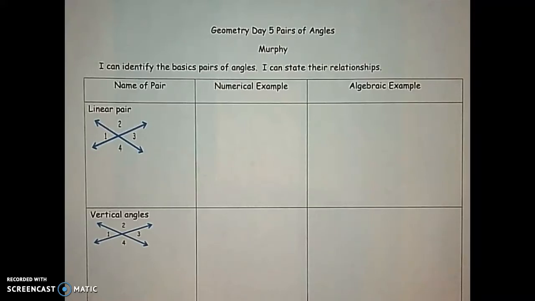Today we're going to expand on the sketchpad activity that you did in class and just kind of solidify the couple of properties that you were supposed to get. There are 4 different types or pairs of angles that we're going to talk about today. The first one is a linear pair.